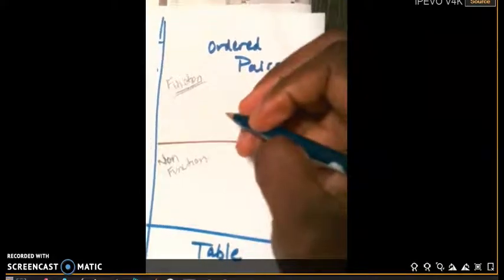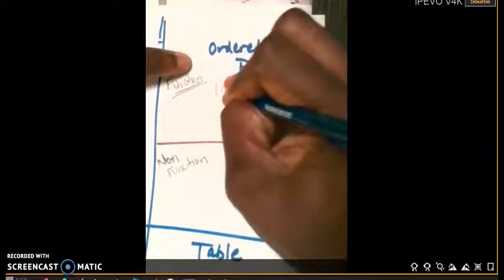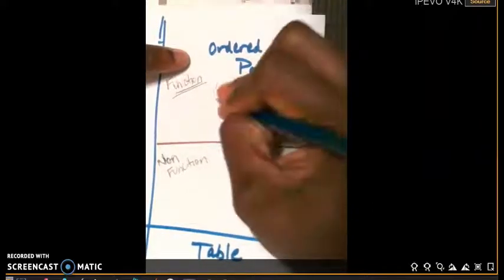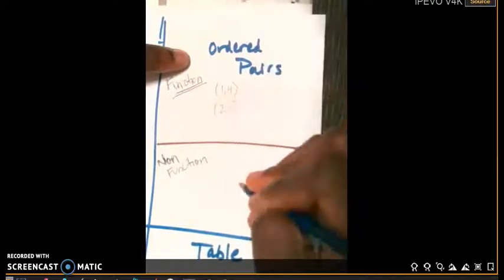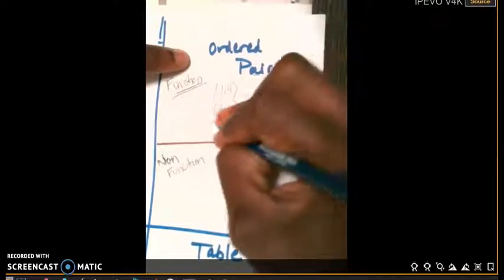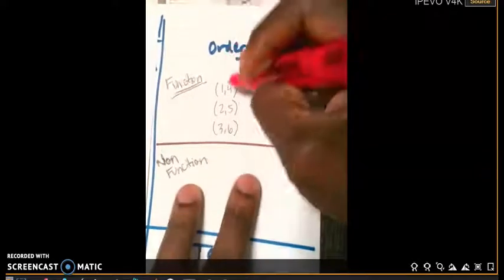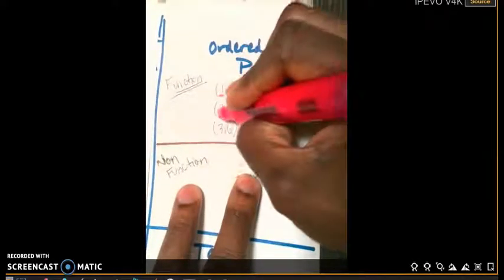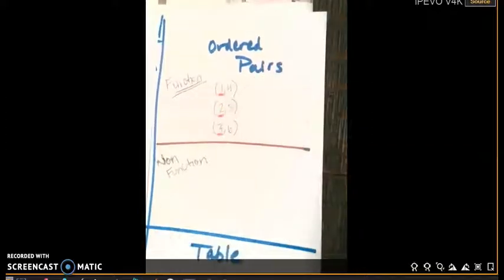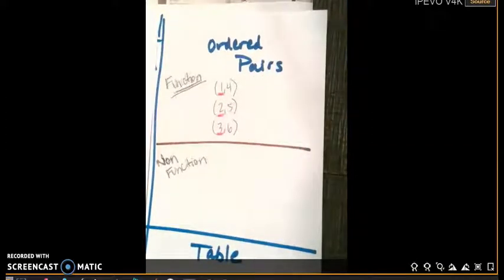If I had the ordered pairs 1, 4, 2, 5, and 3, 6, what do I notice here that tells me these are functions? I have one input value that is 1, another input value that is 2, another that is 3. Because they are all unique, with each input value mapped to one output value, we have a function. So what is a non-example of a function?